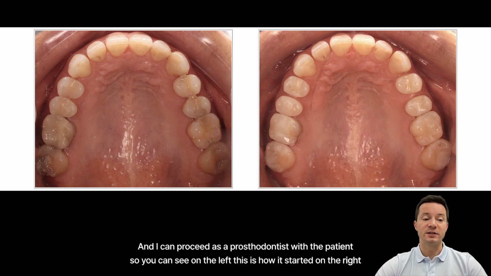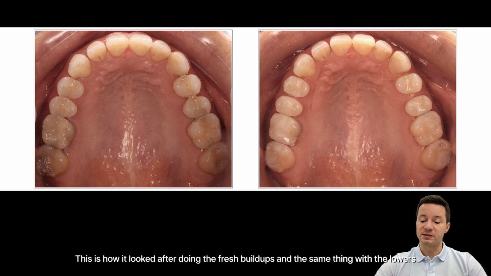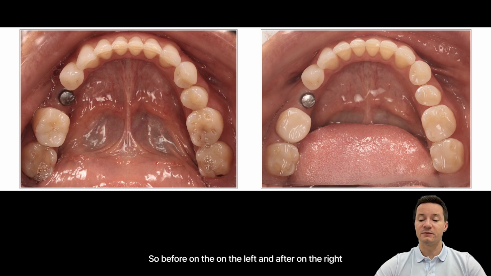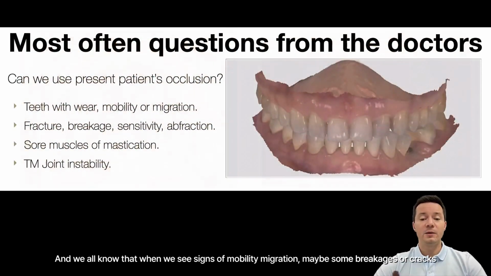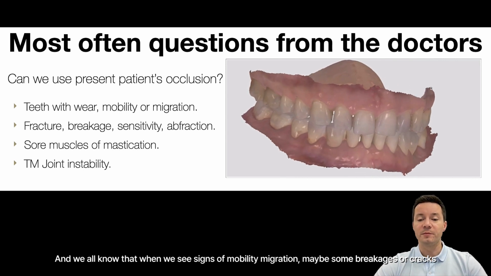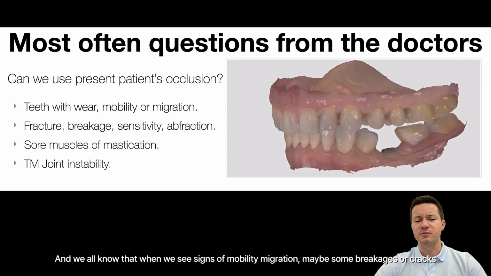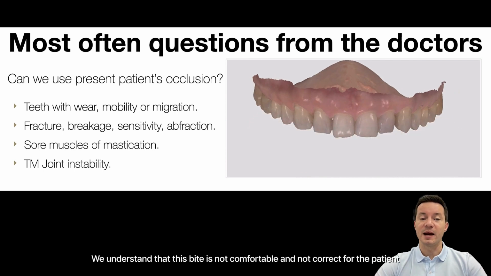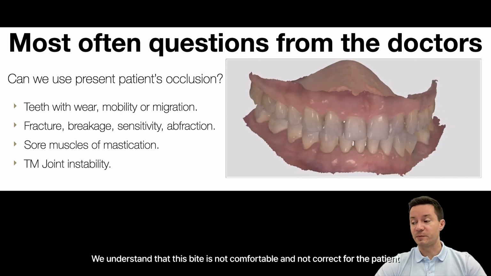You can see on the left, this is how we started. On the right, this is how it looked after doing the fresh buildups, and the same thing with the lowers, before on the left and after on the right. We all know that when we see signs of wear, mobility, migration, maybe some breakages or cracks, we understand that this bite is not comfortable and not correct for the patient.